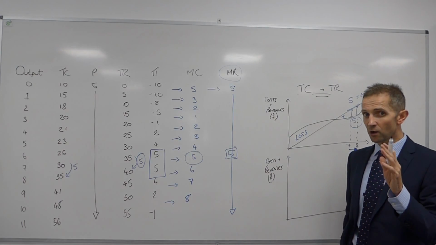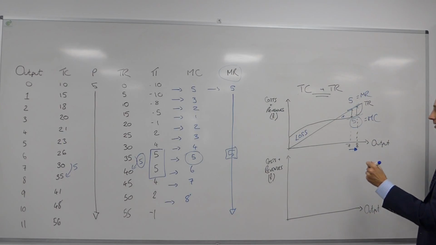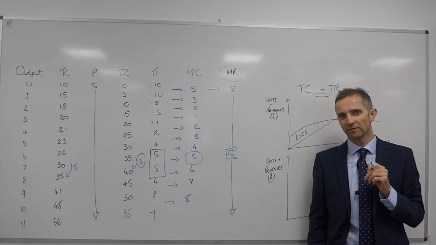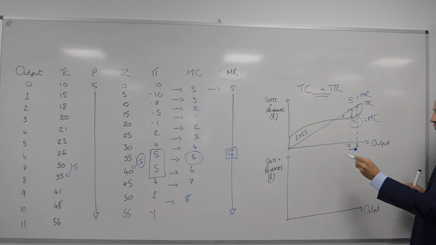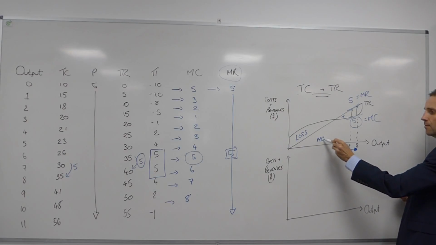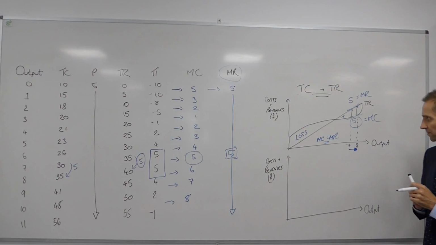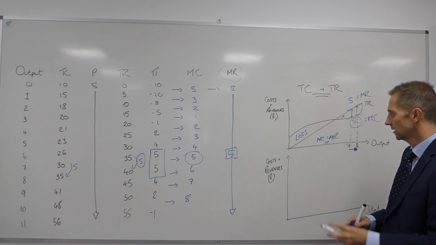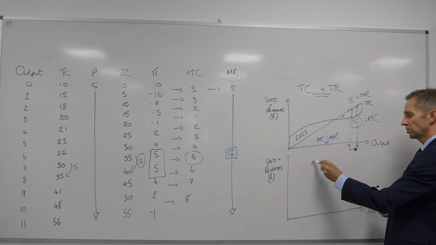And so, ladies and gentlemen, I hope you're beginning to see this already. We can therefore say that not only is profit maximised where the difference between total revenue and total cost is at its maximum, but it's also being maximised where marginal cost is equal to marginal revenue, because the gradient is 5 in both instances.